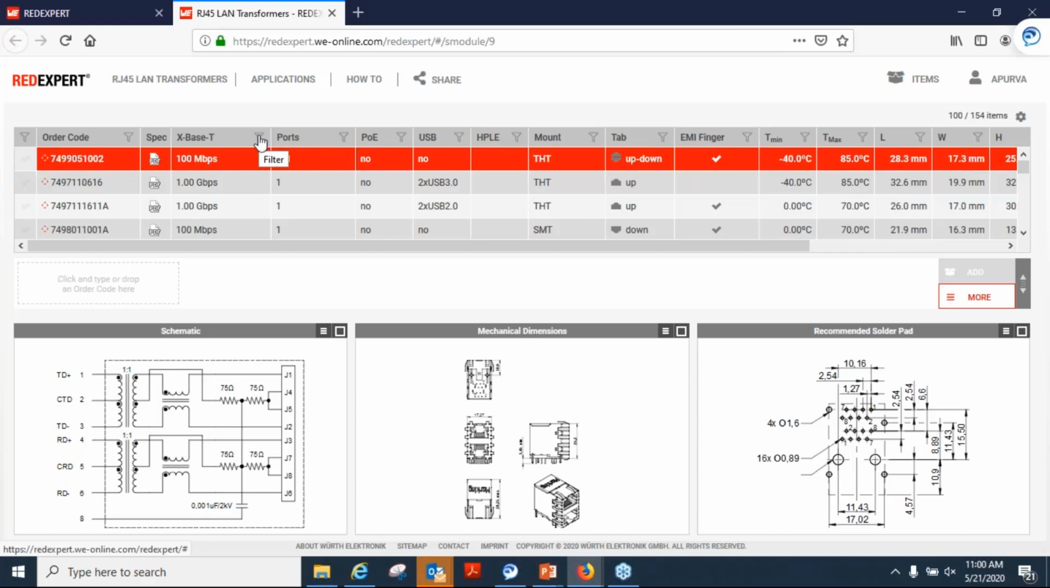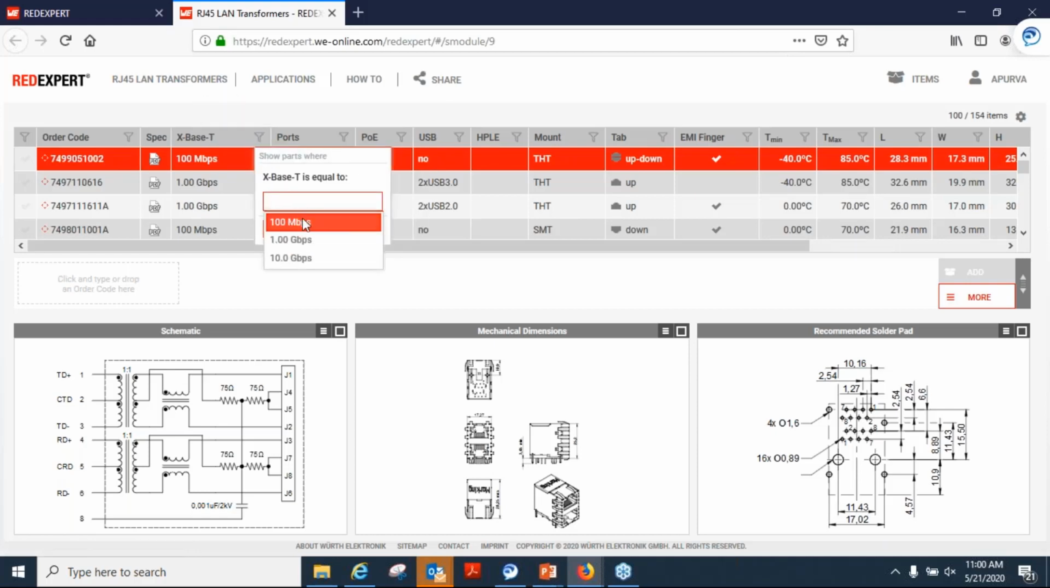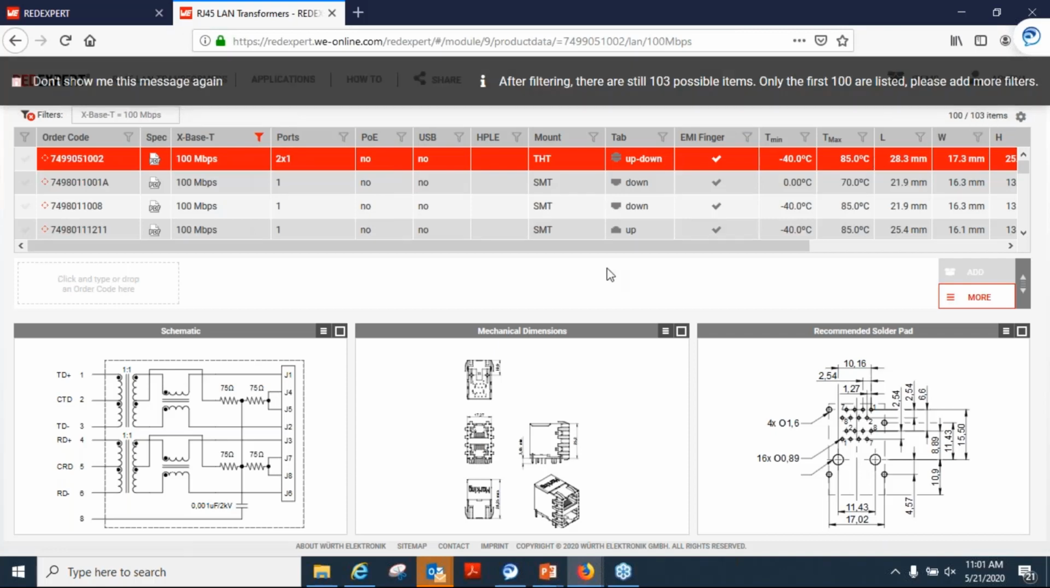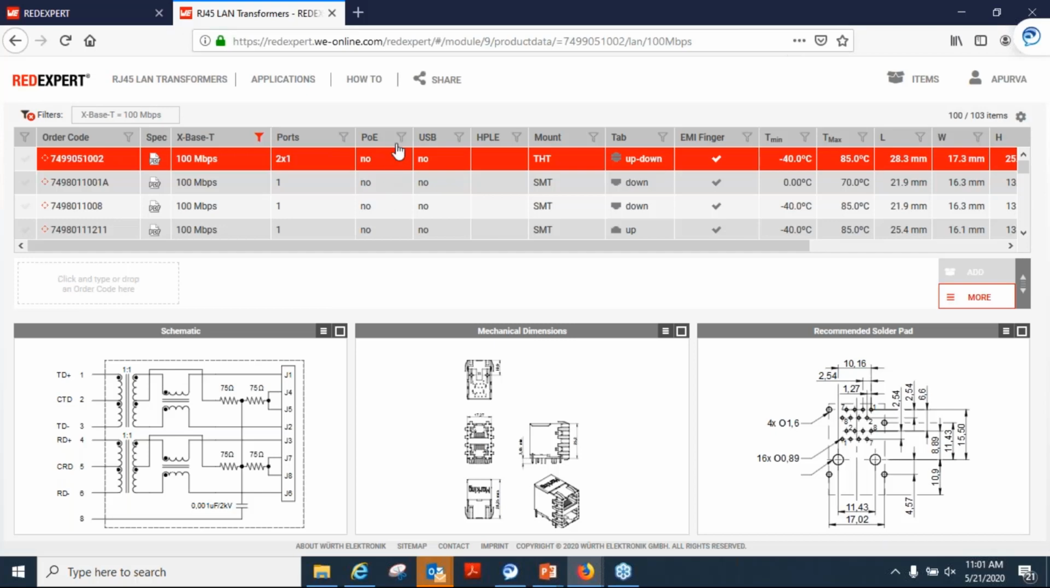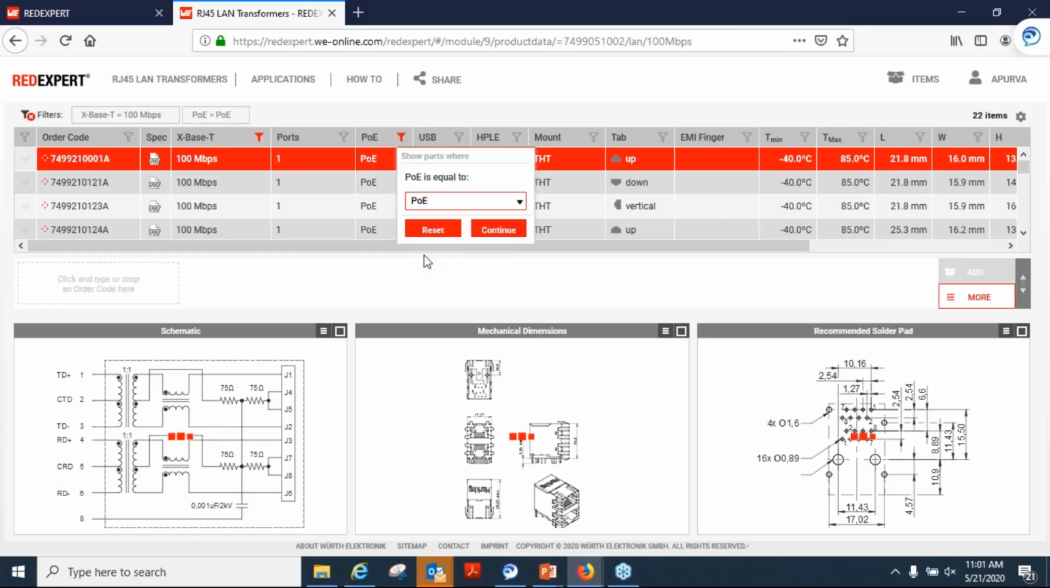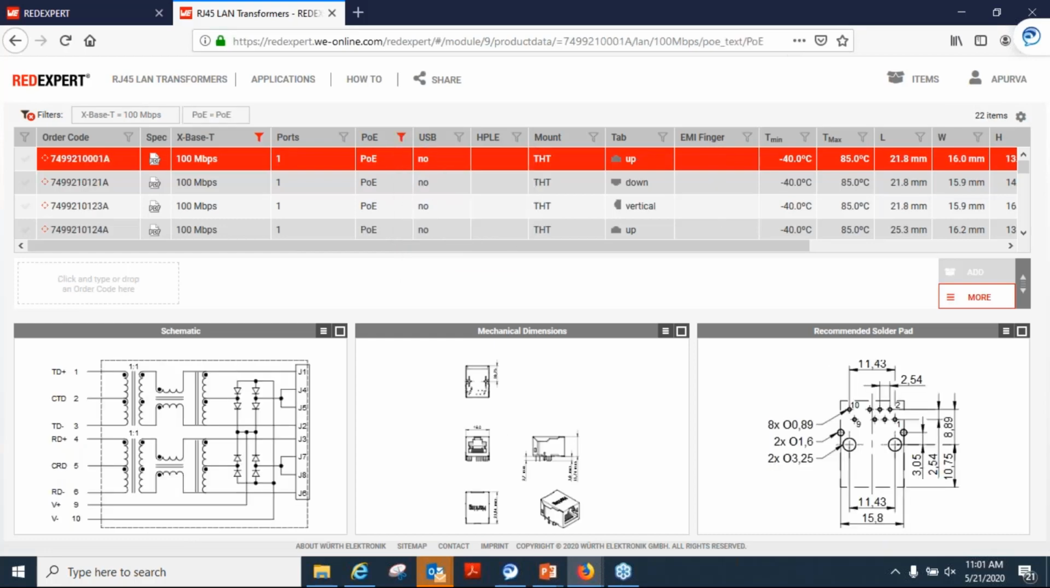For example, let's say we know the speed that we want to operate at. Let's say it's 1000 Mbps. So now it will reduce the selection from 154 to 103. Then we can also select it based on the application that we are targeting. For example, let's say we want it to run under PoE. Now we just have 22 items left to compare.